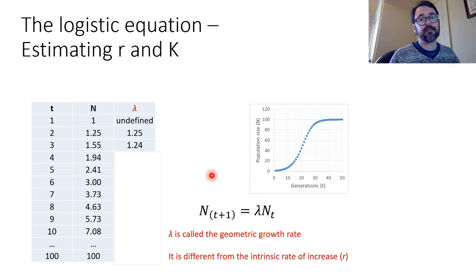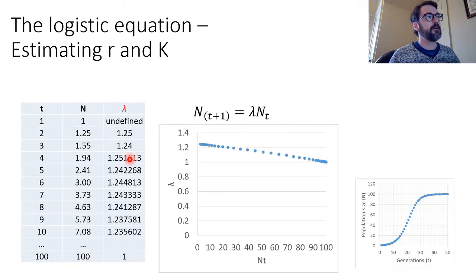Hopefully that makes sense. Again, I wish I was in the room with you, but you can pause the video and rewind if you need to. Right? So just by rearranging this equation, we get that lambda equals N_t+1 divided by N_t. Right? So if we know 1.55, we divide that by 1.25. You can do this with your calculator, and you'll get 1.24. And we can keep going down like that. 1.94 divided by 1.55. That gives us 1.25 and some change. And we go all the way down.